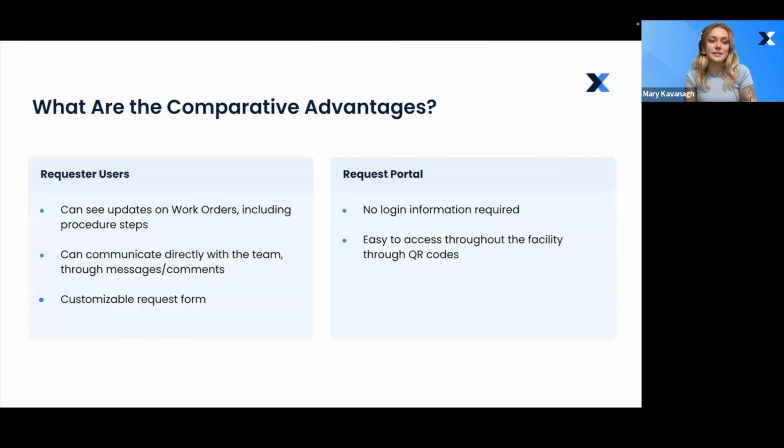Comparative advantages: requester users get a higher level of visibility and the ability to communicate directly with the team through messages and comments on work orders as well. And if you are on our enterprise plan, the request form that would be used by requester users is customizable. So if you want to include custom fields on there and really get quite specific with your requests, you're absolutely able to do so.